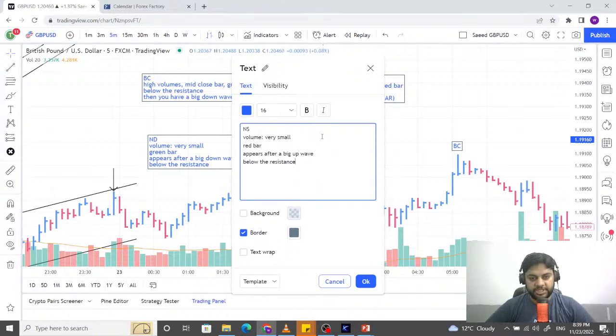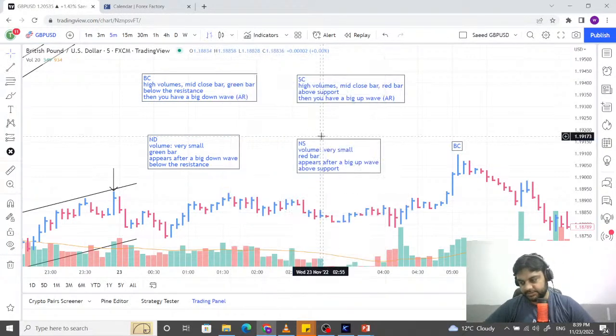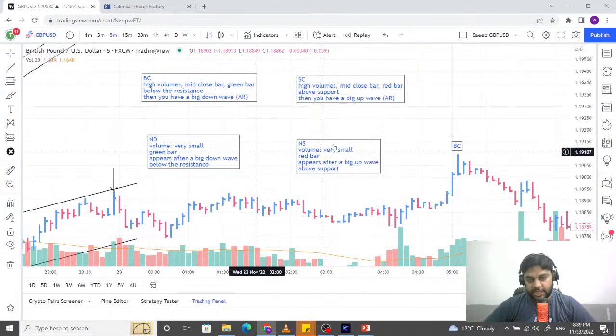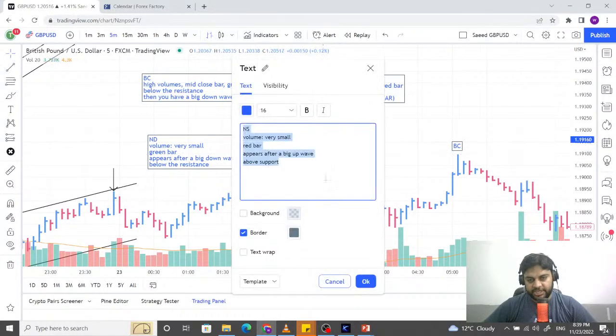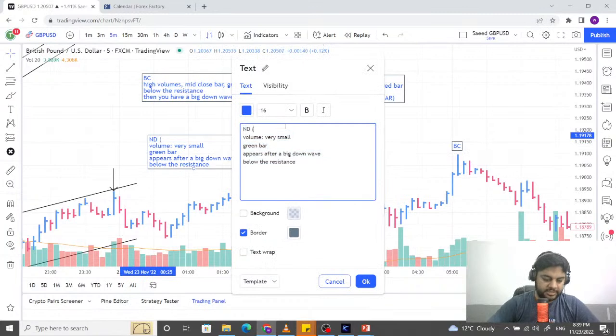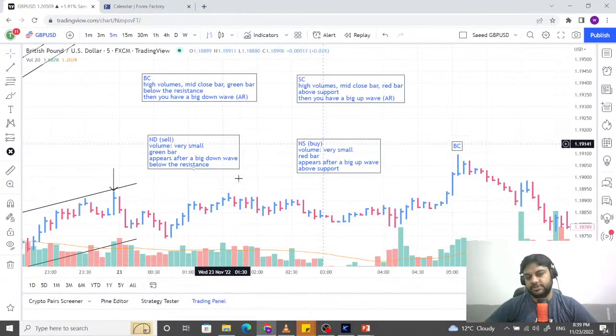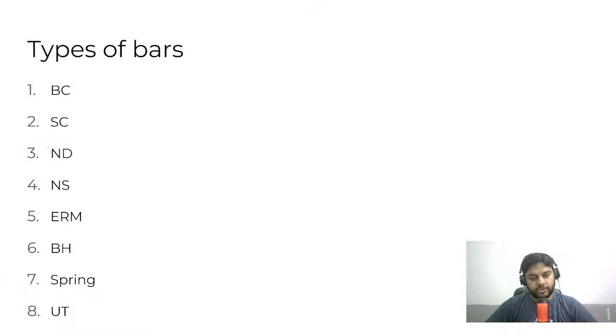Okay, so the next one is below the resistance. It will be above the support. Very simple. So above support, you will buy over here. You should buy at no supply. It's a buy signal. And this one, ND, is a sell signal. So these are the two bars. Let's go ahead to the next bars.